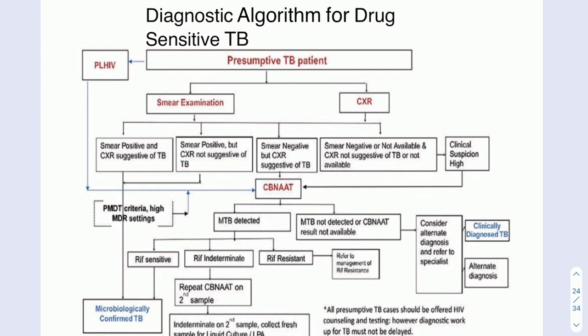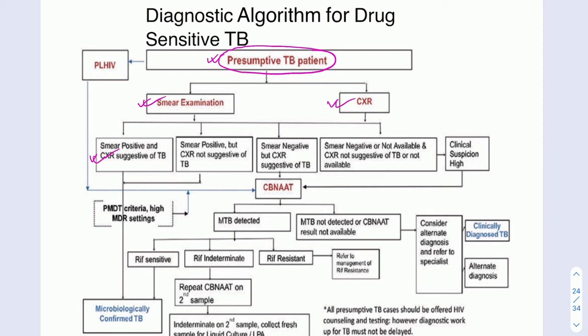Lastly, coming to the diagnostic algorithm for drug-sensitive tuberculosis. How do we proceed for the diagnosis of drug-sensitive tuberculosis? First of all, we need to find out who is a presumptive TB patient. If the patient is following the criteria as I have mentioned above, we will call the patient a presumptive TB patient. Now, first of all, we need to do a smear examination, and we will also do a chest x-ray.